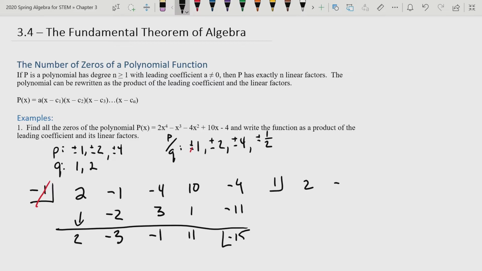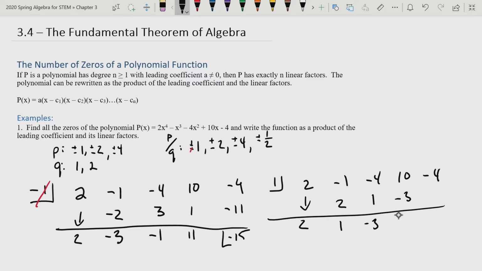2, -1, -4, 10, -4. I bring the 2 down. 2 times 1 is 2. -1 plus 2 is +1. 1 times 1 is 1. -4 plus 1 is -3. -3 times 1 is -3. 10 plus -3 is 7. 7 times 1 is 7. -4 plus 7 is 3, which isn't 0, so 1 is also not a root. Let's try the next one.